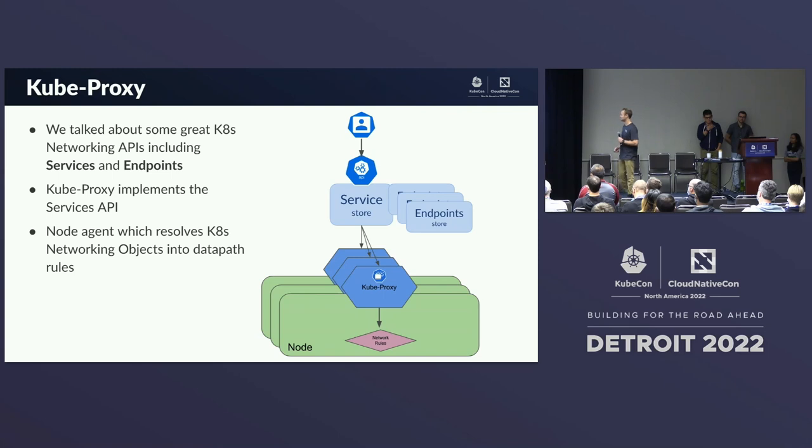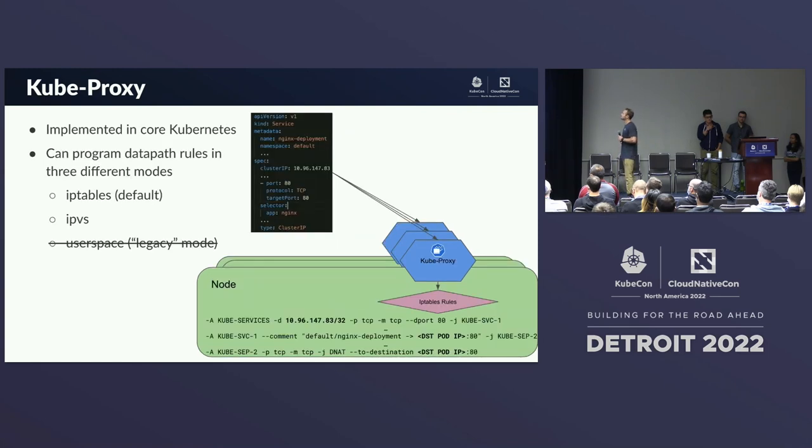So let's talk a little bit more about it. So like I said before, it's implemented in core Kubernetes. And we had three different modes. We had iptables, IPVS, and userspace. Userspace has been deprecated, and we are currently only maintaining iptables and IPVS. So this diagram kind of shows a typical workflow that kube-proxy handles. As you can see, a user comes in and creates a service. Awesome. So what does kube-proxy do?